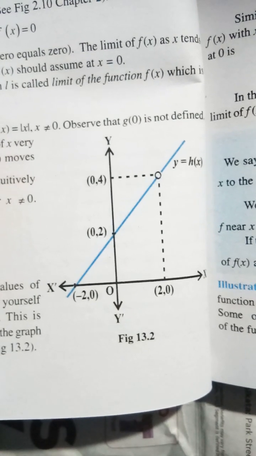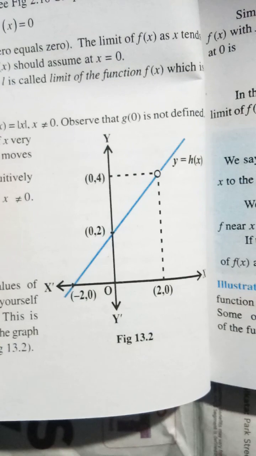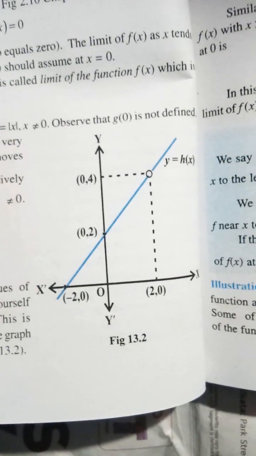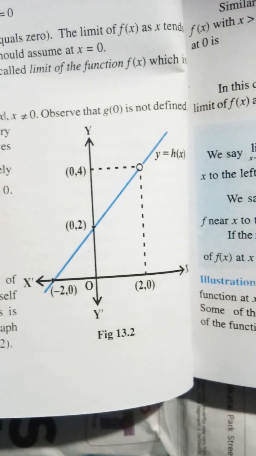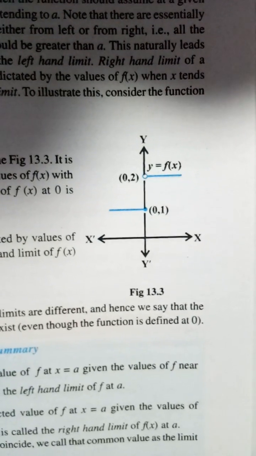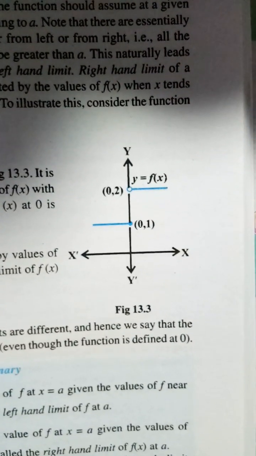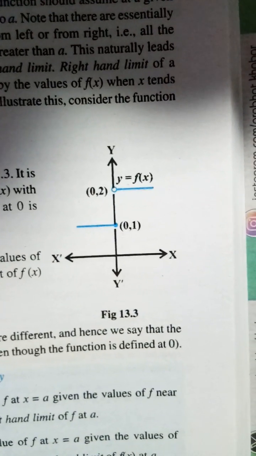This is somewhat strengthened by considering the graph of the function y is equal to h(x) given here, figure 13.2. Here you will see 13.3. In all these illustrations, the value which the function should assume at given points did not really depend on how x is tending to a.